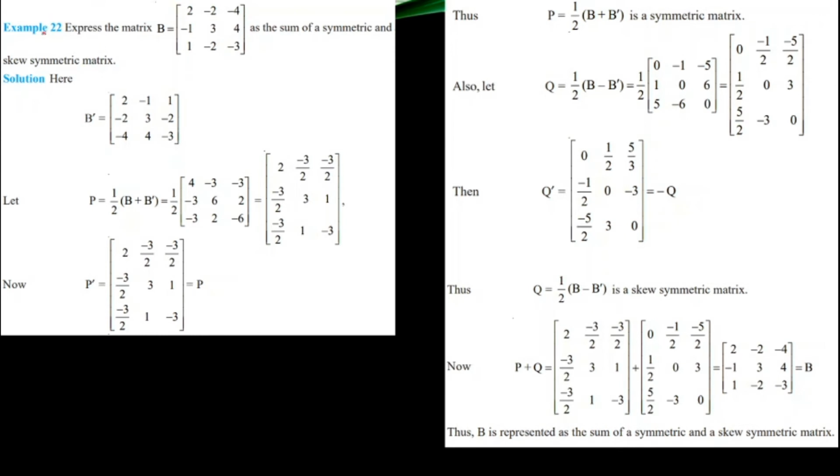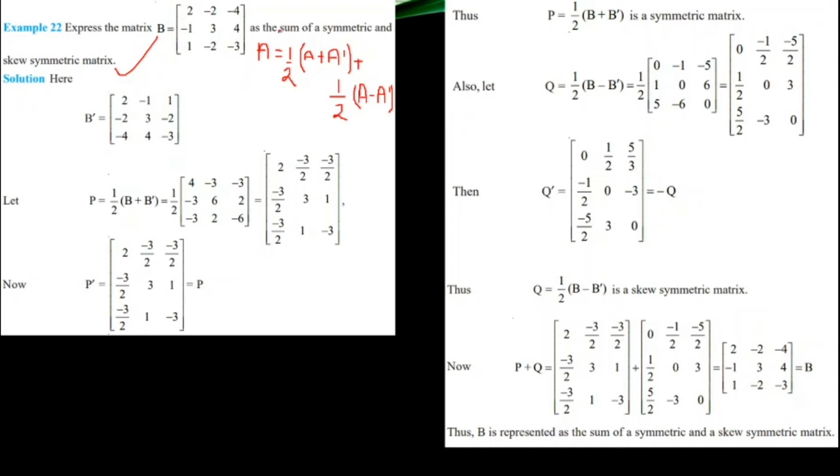Here we have an example. Express matrix B, 2, -2, -4, -1, 3, 4, 1, -2, -3, as a sum of a symmetric and a skew symmetric matrix. What did we learn from the previous theorem? That the sum of a symmetric and a skew symmetric matrix is a square matrix.